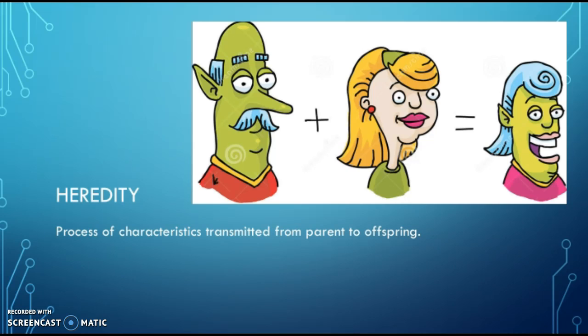Hereditary. The process of characteristics transmitted from a parent to its offspring. In the picture, you will notice how this works, mother and father to child.